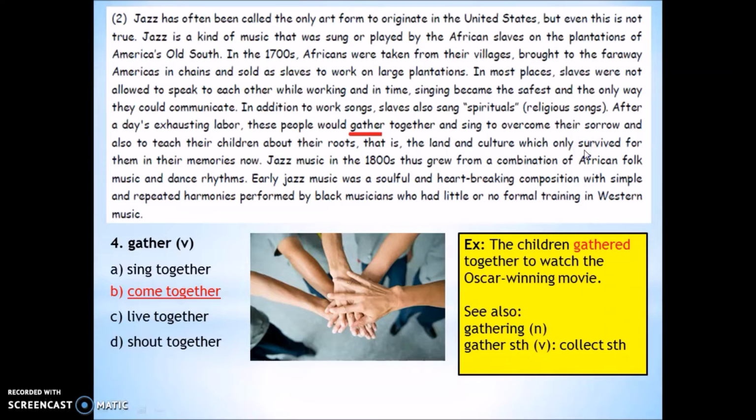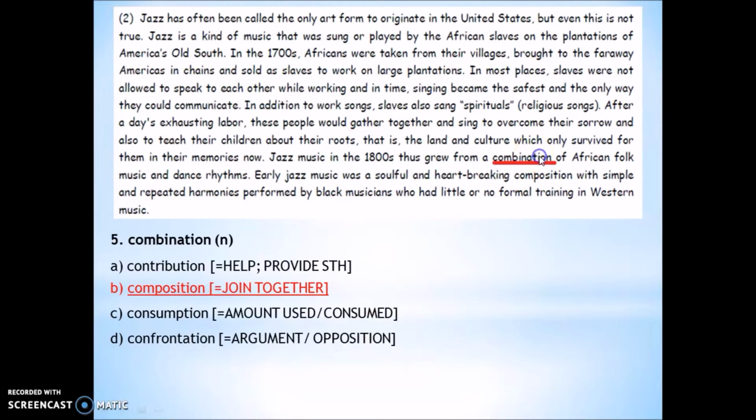All right, gather. Well, these people would get together, come together and sing, okay? And that means they got together to watch the Oscar-winning movie, for example. And gather something can mean something else, like gather some stones. That means collecting some stones. So be careful with this difference, okay? You gather something and you gather somewhere. All right, here you go.